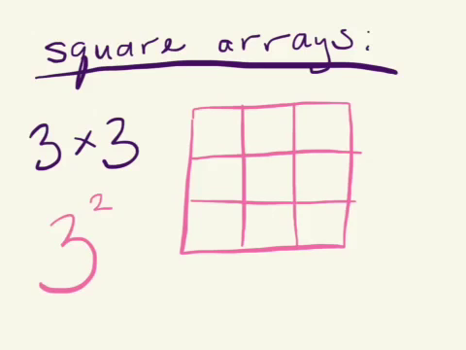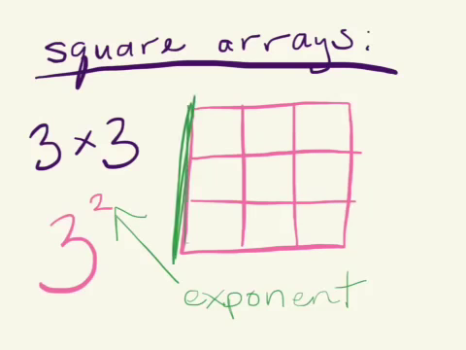You might have seen that exponent before. That's what that is called. That is called an exponent. That small floating number says that it is 3 times 3. Now, the reason why it's a 2 is because we have 3 times 3. We have 1 3 times another 3. So the 2 means how many times are you multiplying that number by itself. So think about what 4 squared would look like. It would be 4 times 4.